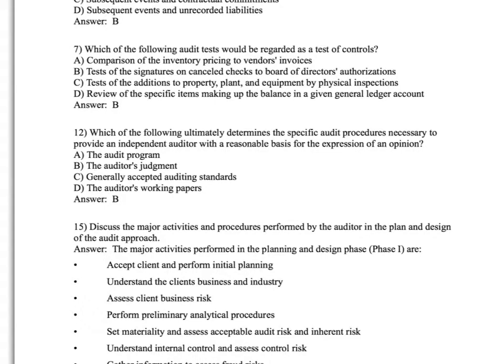Which of the following ultimately determines the specific audit procedures necessary to provide an independent auditor with a reasonable basis for the expression of an opinion? Again, it's auditor's judgment. All of these things that I've been talking about, it is judgmental. What is your sample size going to be? How many confirmations are you going to send out? How many recalculations are you going to perform? How many inventory counts are you going to do? How many things are we going to trace to a cutoff statement on the cash bank statement? So on and so forth.